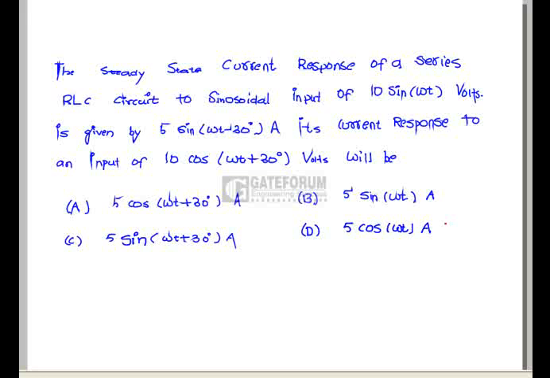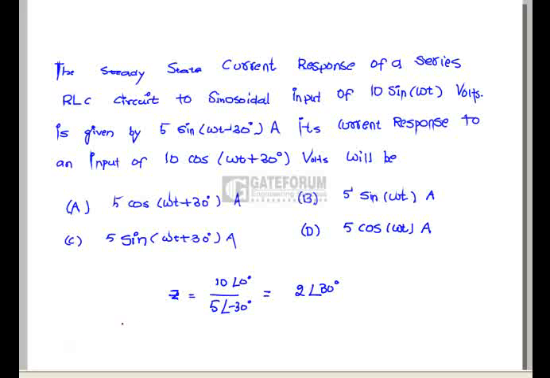Here, from the given data we can obtain the impedance of an RLC network, which is equal to voltage divided by current, that is 10 angle of 0 divided by 5 angle of minus 30 degrees, which is equal to 2 at the angle of 30 degrees. That is the impedance. But the voltage and currents in the Z expression are in the form of sine.